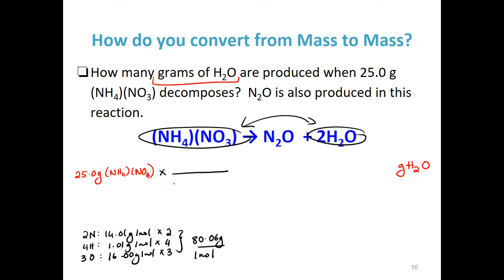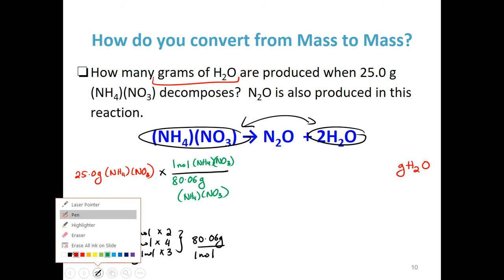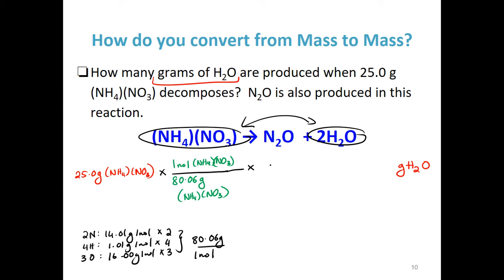Okay, I'm going to write 80.06 grams of NH4NO3 under 1 mole of NH4NO3. Units and telling me what species you're converting is super important. Okay, we're gonna have three conversions here. All right, now that I have grams and grams cancel out, I have moles of ammonium nitrate.